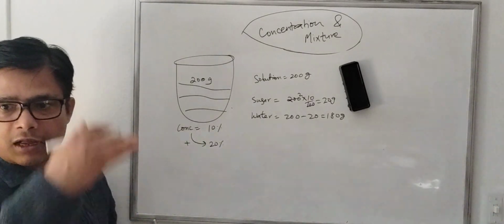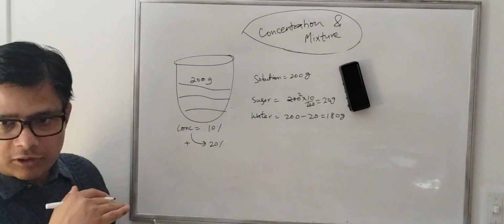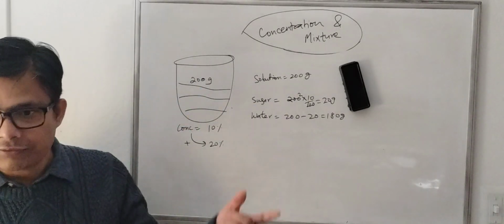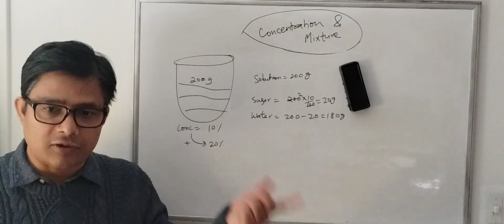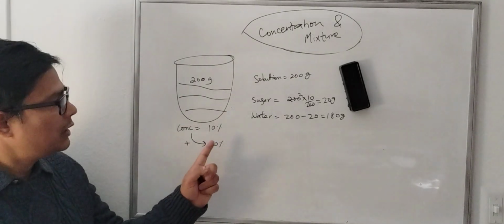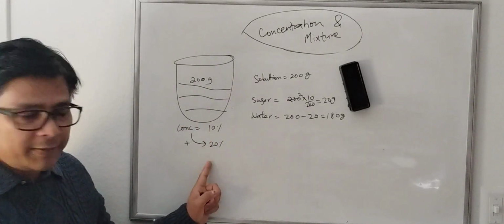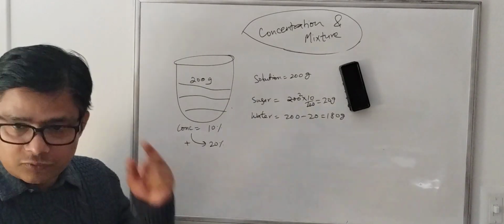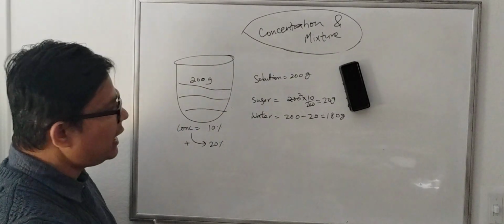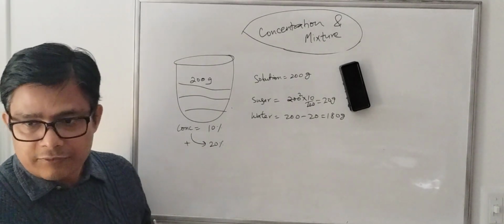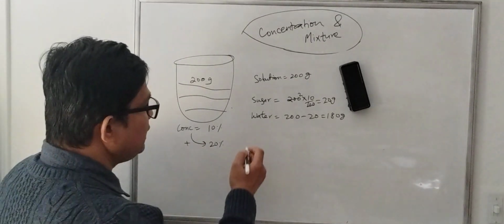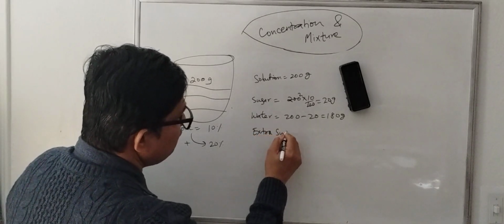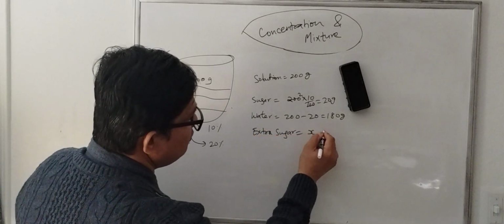You remember the formula? Amount of solute divided by the amount of solution times 100. So to increase you have to increase the amount of solute. To decrease, you have to increase the amount of solvent. So here the question is saying, instead of 10%, you have to make 20% concentration. So I have to add extra sugar. So let's say I don't know how much sugar I have to add. I have to find that. So let's say extra sugar you added is x gram.